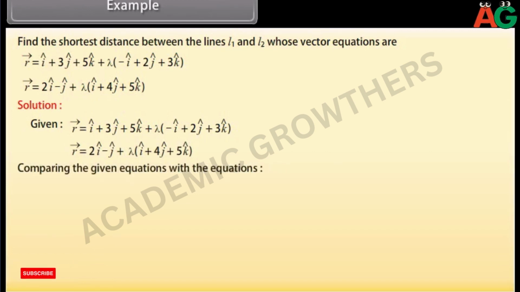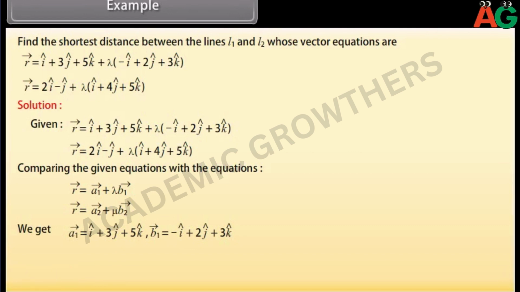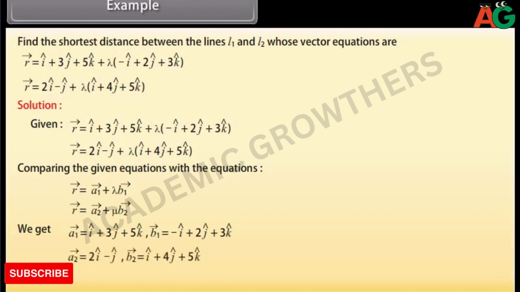Comparing the given equations with the equations vector r = vector a1 + lambda vector b1, vector r = vector a2 + mu vector b2, we get vector a1 = i + 3j + 5k, vector b1 = -i + 2j + 3k, vector a2 = 2i - j, vector b2 = i + 4j + 5k. Vector a2 - vector a1 = i - 4j - 5k.